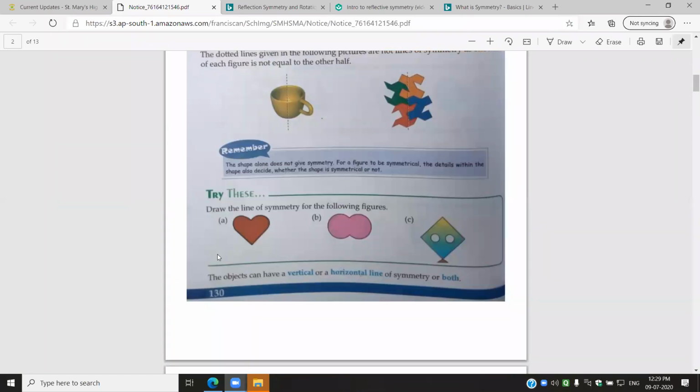Now yesterday I had also given you this homework. Draw the line of symmetry for the following figures. So what were you supposed to do? You were to draw lines of symmetry. So for this heart shape, your line of symmetry will be vertical, here in between. Now for this shape also, it will be a vertical line of symmetry exactly in between. Okay. And for this kite, the line of symmetry again will be one vertical line of symmetry. Only one line of symmetry can be drawn for all these three figures.